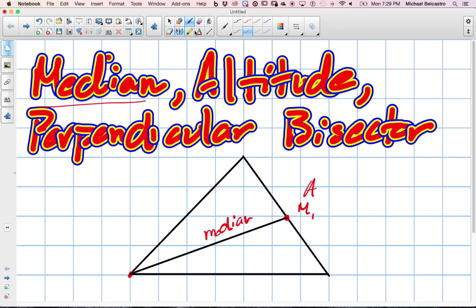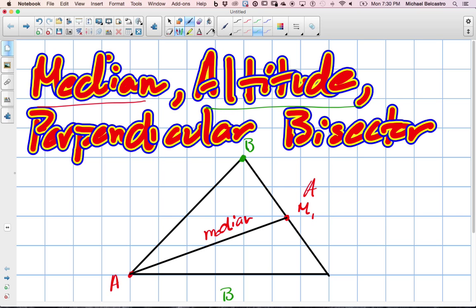Another thing we'll do is the altitude. So we'll do the altitude in green. Now the altitude is a line that connects to the opposite vertex. So we'll do it on side B here. This will be the opposite vertex. We'll call this point B. This was point A. So we have point B there.